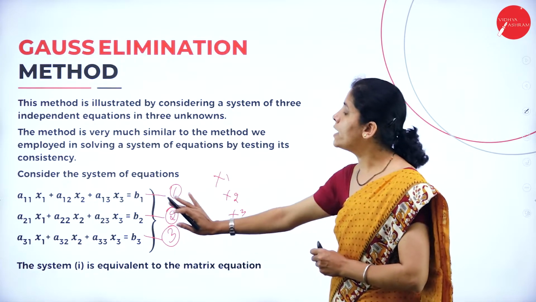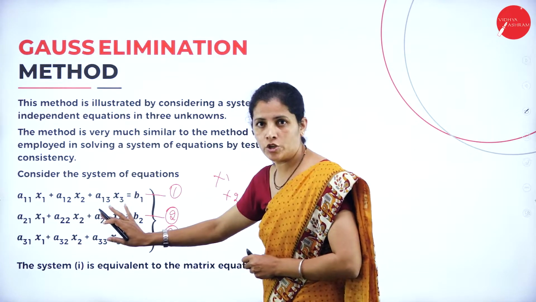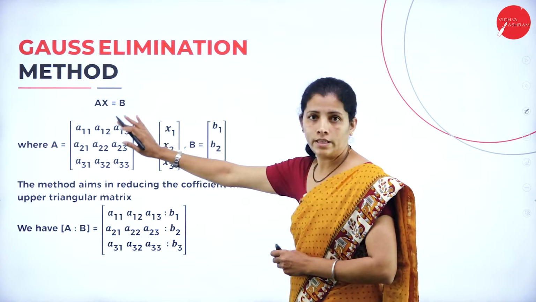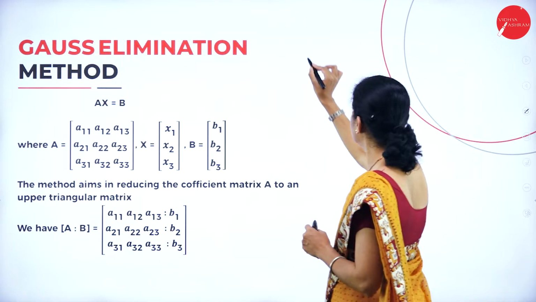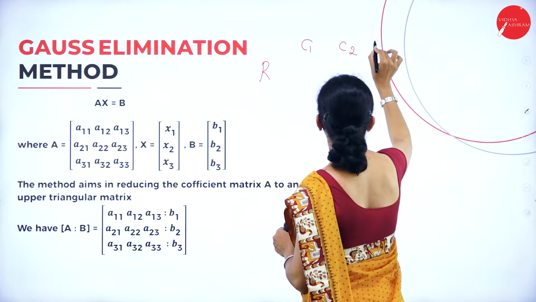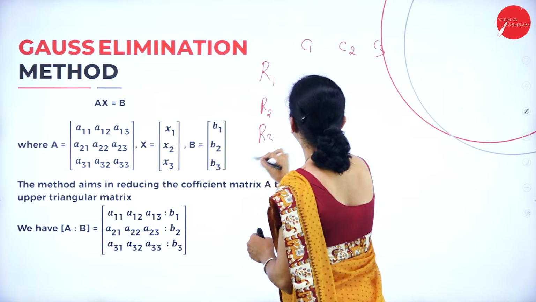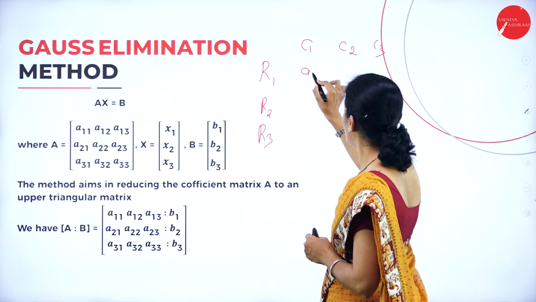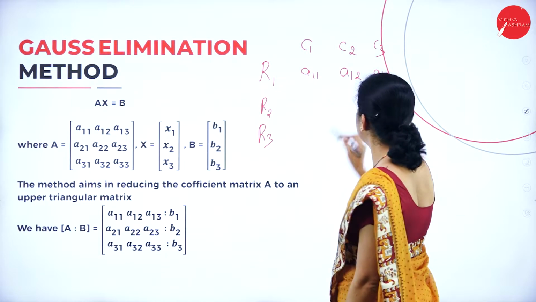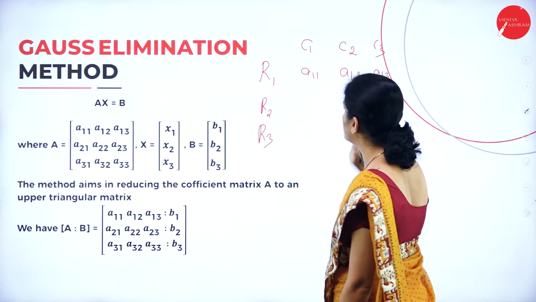Fine. Now what is this? This is nothing but a system of equations, and I want to convert this system of equations into matrix form. In a matrix I have columns and rows. So I have column 1, column 2 and column 3, and row 1, row 2 and row 3. The first element is A11, here it is A12, here it is A13, that is first row first column, first row second column, first row third column.